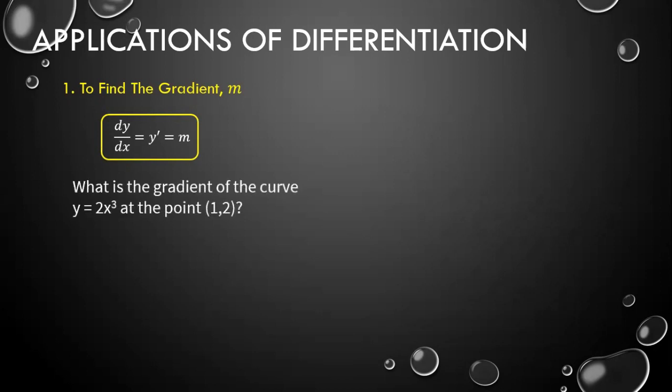Okay, now we're going to the first example. What is the gradient of the curve y equals 2x cubed at the point (1, 2)? Okay, students, now we're going to start answering this question. To find the gradient, we use the first derivative equal to m.